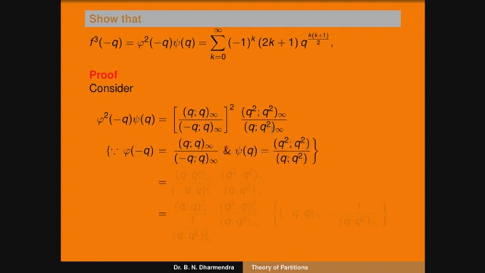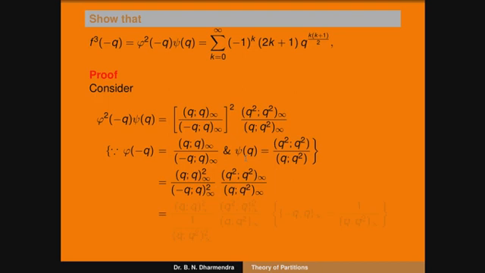Because we can observe the statement both in terms of phi of minus q and xi of q. And similarly, when I have to take the square here, we can expand the terms, that is equal to (q;q)∞ whole square divided by (-q;q²)∞ whole square into (q²;q²)∞ divided by (q²;q²)∞.